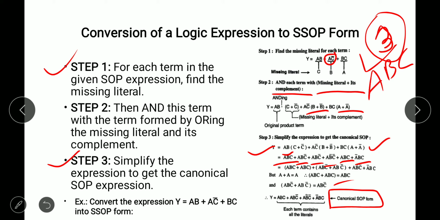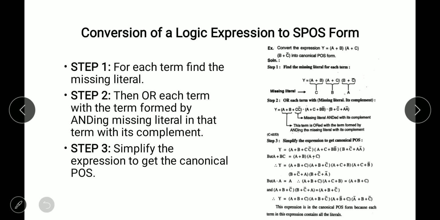Okay, then how can we convert a logic expression into the standard POS? We saw the canonical sum of product, that is the standard sum of product. Now we see how to convert a logic expression to standard POS form. The steps are the same, but the second step is somewhat different. The first step is: for each term, find the missing literal.